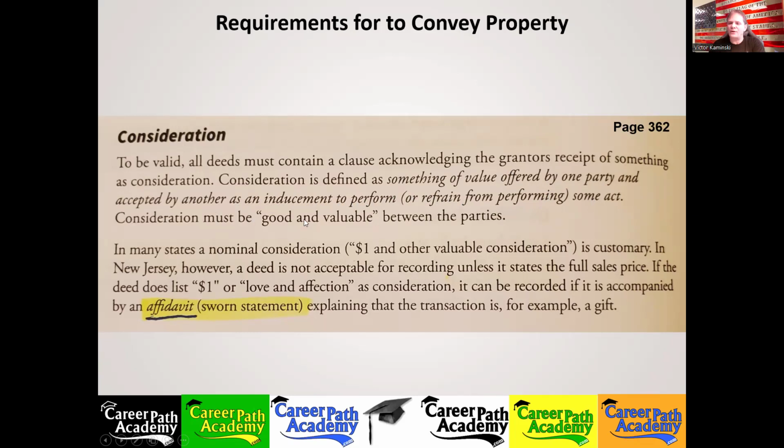Consideration must be good and valuable between the parties, as long as it's legal, right? You can't have consideration where you give me the property and I'll kill this guy for you, because murder is illegal, right? So the consideration, whatever the parties are doing for each other or giving to each other, has to be legal. If you do this for me, I'll give you a lot of drugs, okay? You can't do that because the drugs could be illegal, right?